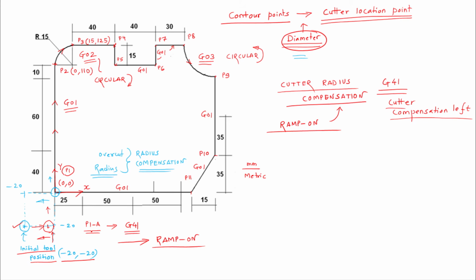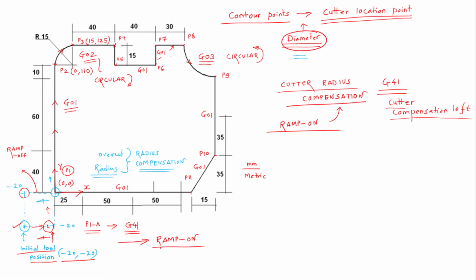Now from P1A, the cutting tool will come to P1, then P2, P3, P4, and at last it will come at P11. From P11, the cutting tool has to come out from the contour loop. Instead of stopping the cutting tool at P1, we are asking the cutting tool to move out of the contour loop, that is called ramp off.